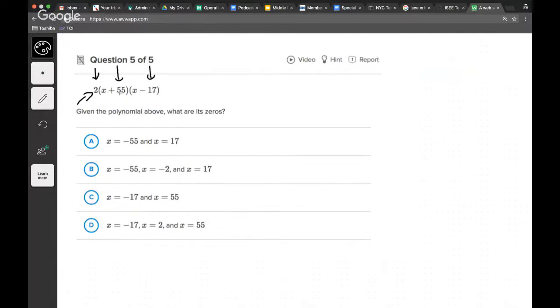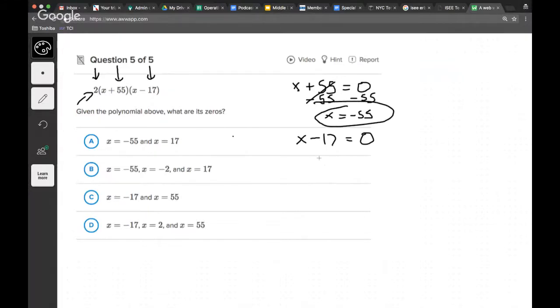There's no variable, so there's no way to send that to 0. It's just 2. So we don't care about that. We only have x plus 55. We want to know what's going to make that go to 0, and x minus 17, what's going to make that go to 0. Let's solve for this one. We get x equals negative 55. And then let's add 17 to both sides. We get x equals 17. Okay. So that's it, 17 and negative 55.